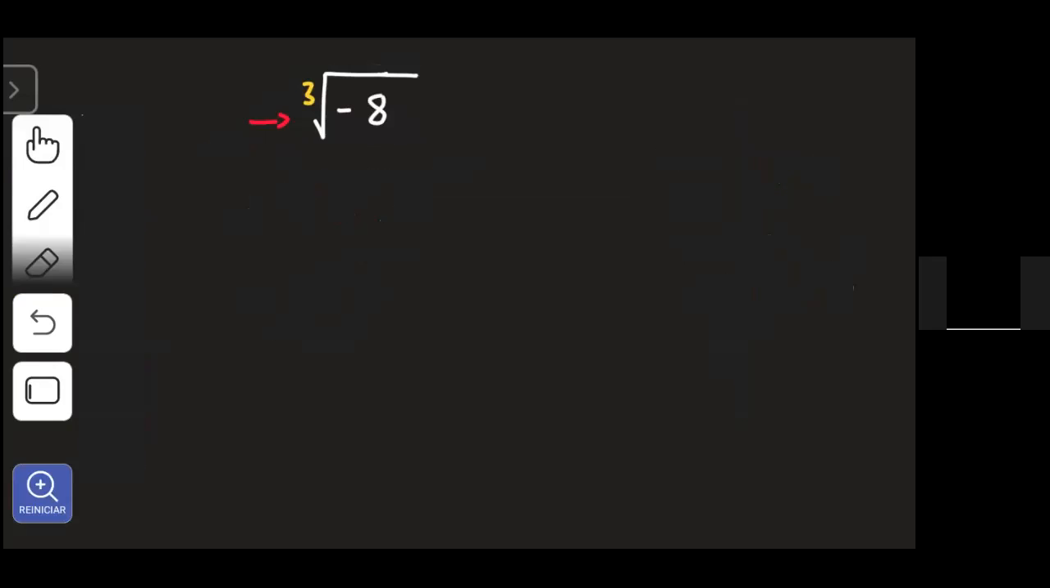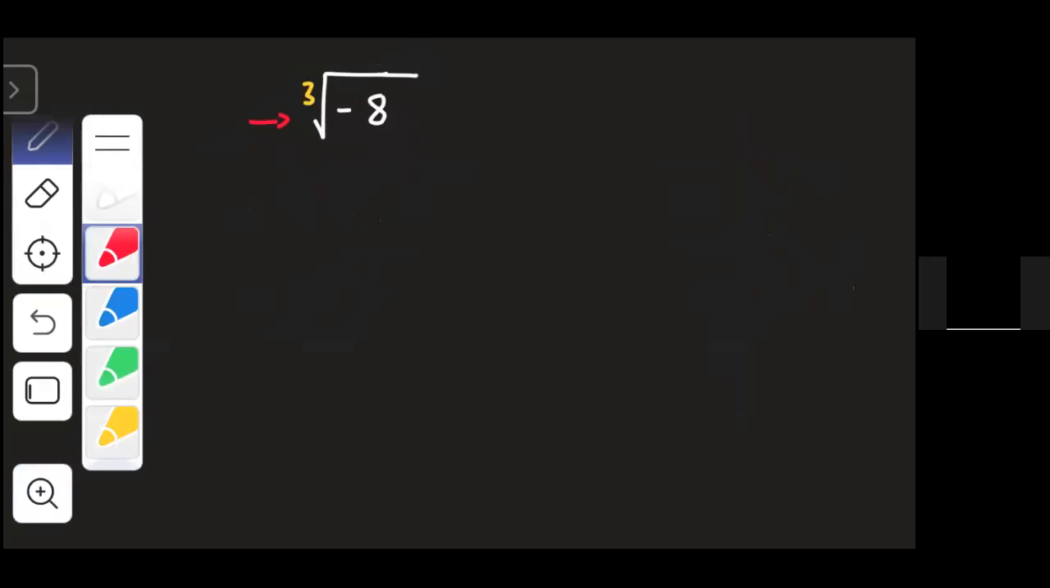Let's look at this one. We are asked to find a number that will multiply itself 3 times and we get negative 8, the negative version of 8. So let's find that. Again, I need to get negative 8. What number do we multiply 3 times and get 8, guys? 2. 2 times 2 times 2, right?